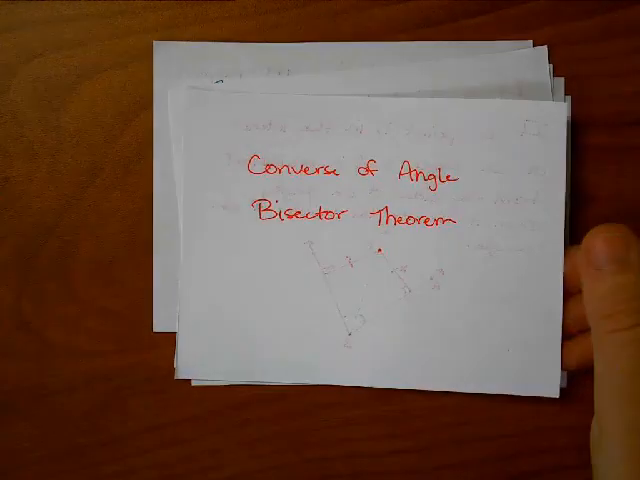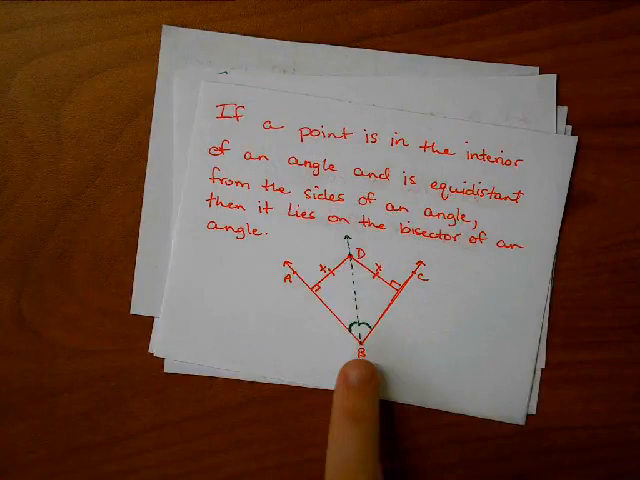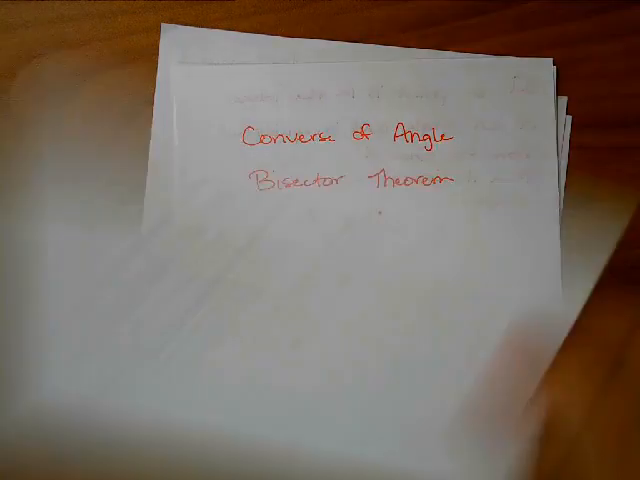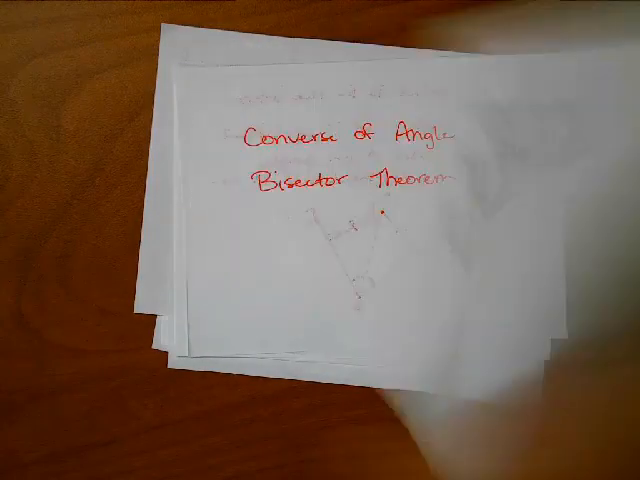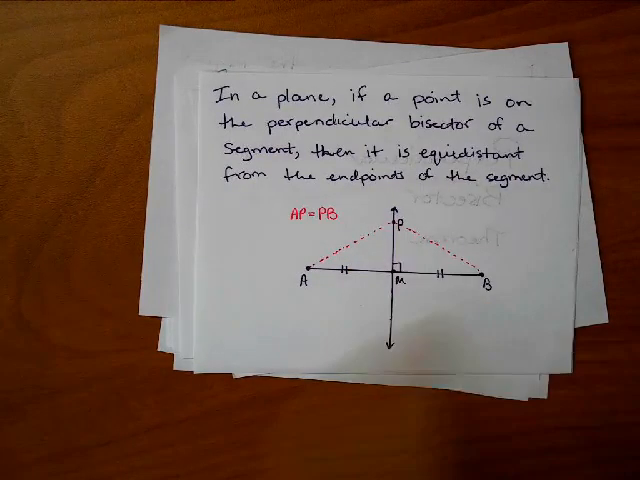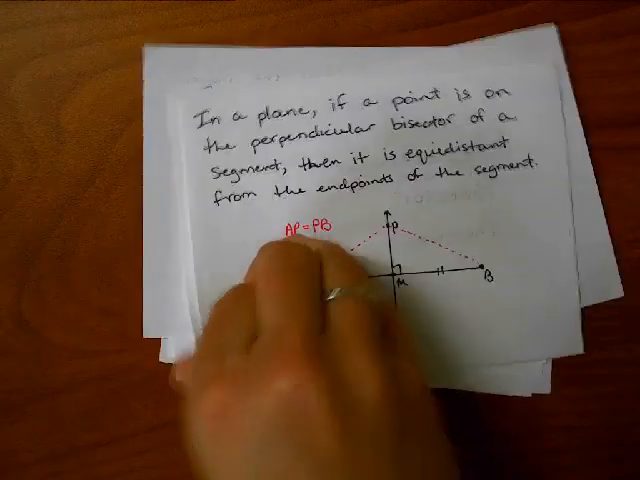Similarly, perpendicular bisector. We know it's on the perpendicular bisector, then we can conclude that it's equidistant from the endpoints. And the converse idea, we know that it's equidistant from the endpoints, then we know it's on the perpendicular bisector.